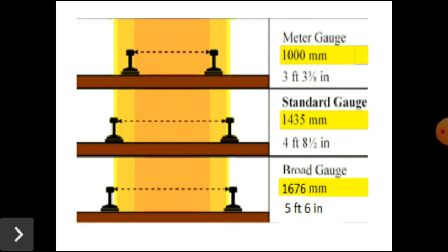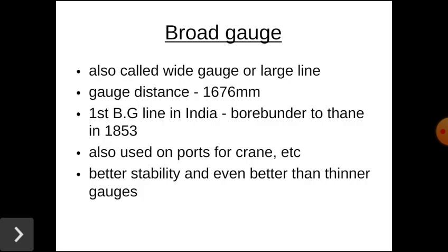In Indian Railways, most of the railway tracks are converted to broad gauge, except for some exceptions. So we are going to discuss that. Broad gauge is also called wide gauge or large line. The gauge distance is 1676 mm. The first broad gauge line in India was Porbandar to Thane in 1853, and it is also used for ports and crane movements. This gauge has better stability than other types of gauges, and it is the most widely used in Indian Railways.